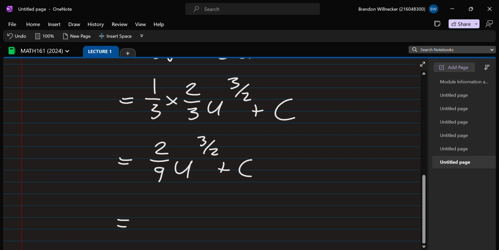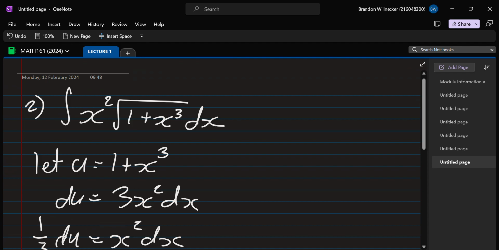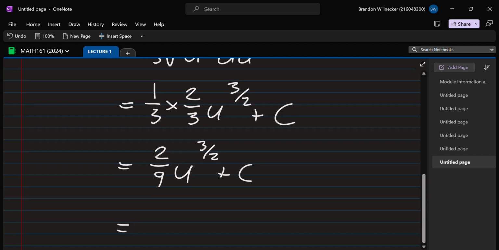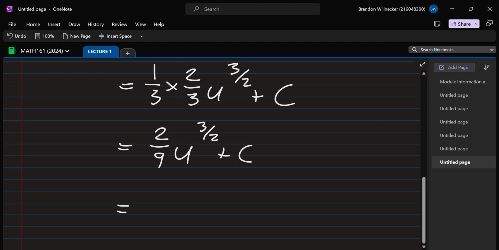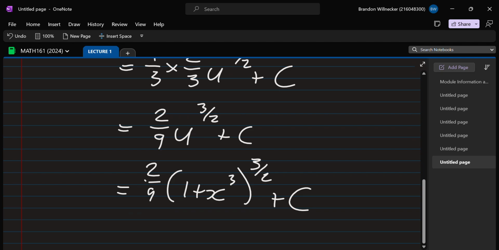Okay, and then finally, we've got a u there. We don't want that. We replace it with, let's see here, what did we have? 1 plus x cubed. So we just replace. We don't simplify, we don't try to do anything like that. We just put that in. Again, even if it looks like we can simplify, rather just leave it like that. Okay, that was number 2. Let's look at number 3.